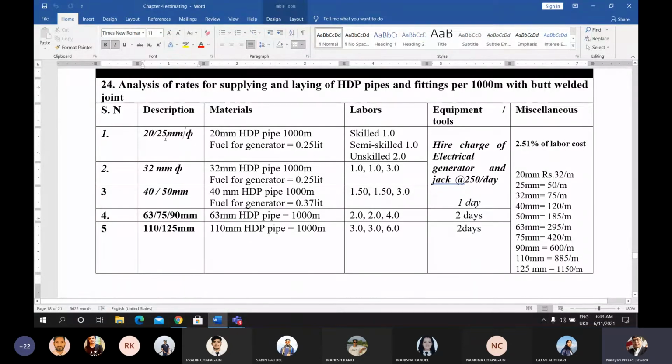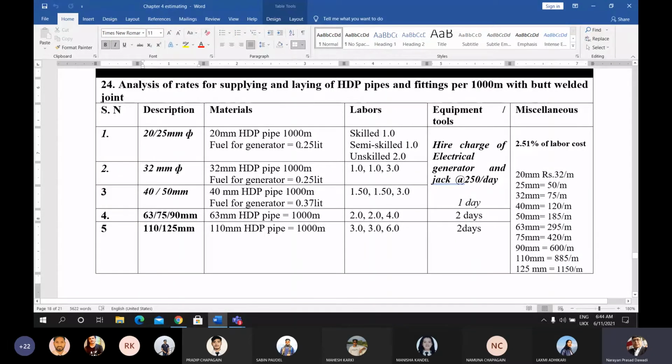For the 20 mm diameter pipe, it will be 32 rupees per meter. For 25 mm diameter pipe, rupees 50 per meter. For 32 mm, rupees 75 per meter. 40 mm, rupees 120 per meter, and the 63 mm, rupees 295 per meter. For 125 mm, rupees 1150 per meter. As the diameter increases, the cost of the pipe also increases.